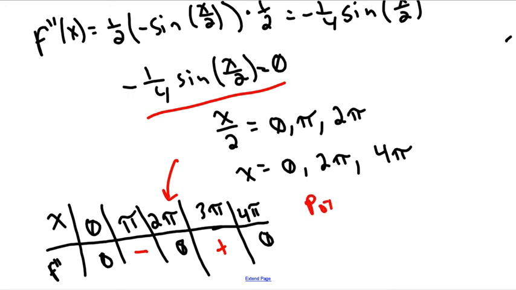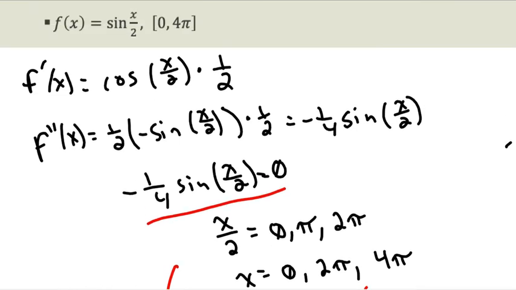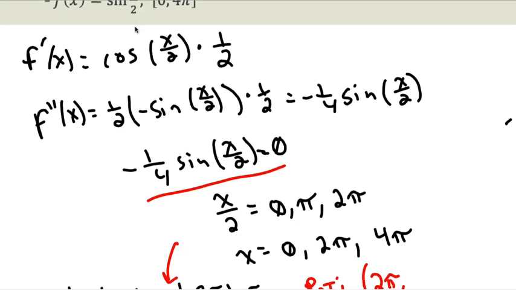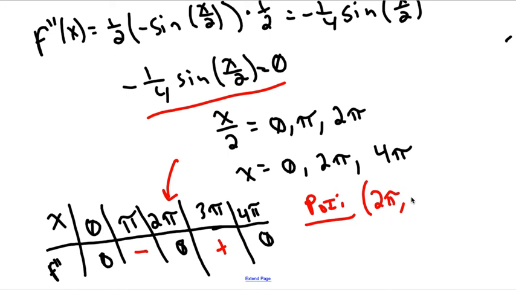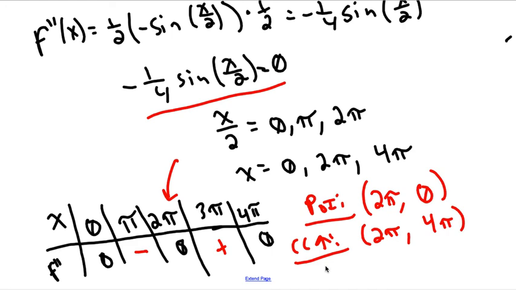So we have a point of inflection at 2 pi, and then I'm going to come back up to my original, which was just sine of pi over 2. So if I plug 2 pi in here, 2 pi over 2 is pi, sine of pi is 0. Okay? And then for concavity, we have concave up from 2 pi to 4 pi, and then concave down everywhere else in that table, which was 0 to 2 pi.